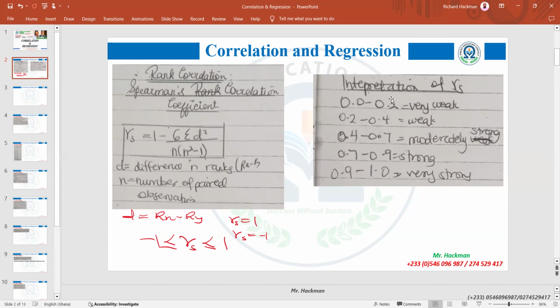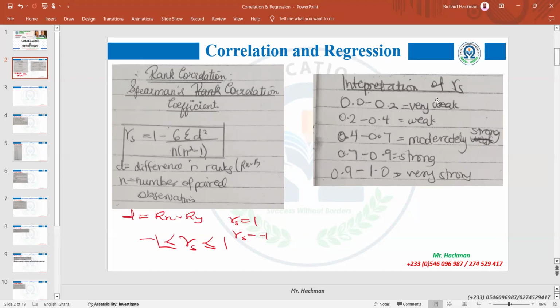So the other interpretation, unfortunately, you don't have in your formula book. You should have this at the back of your mind or on your fingertips. So if you do your calculation and you realize that your r value is between 0.0 and 0.2, then your interpretation would be that there exists a very weak relation. If it is negative, let's say -0.1, which is within this interval, we'll say that the relationship is very weak anyway, but there exists a very weak negative relation.